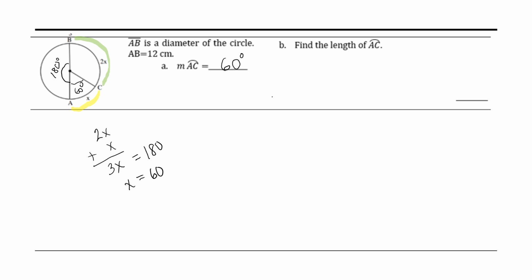Find the length of AC. So for this one, I know that my central angle is 60, and I know that my radius is, well, the diameter is 12, so the radius is 6. And so if I do my arc length formula, it's going to be 60 over 180 times 6 times pi. I can divide 60 by 180 and I get 1/3 times 6 pi. I can do 1/3 of 6, that's 2 pi. So the length of AC is 2 pi.